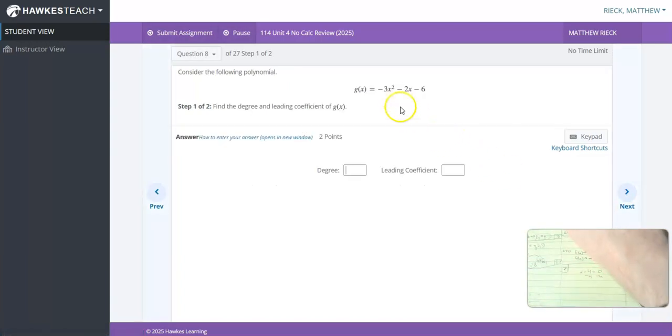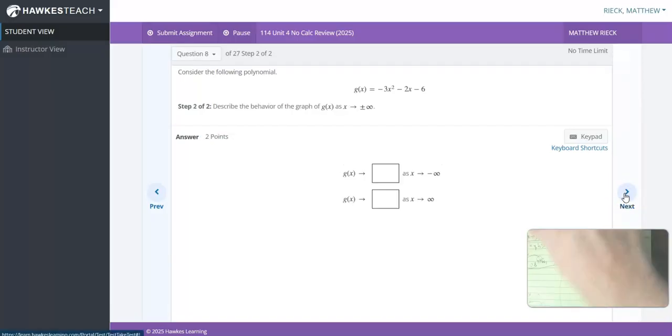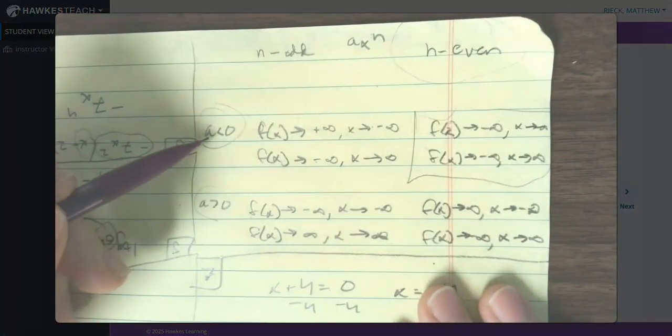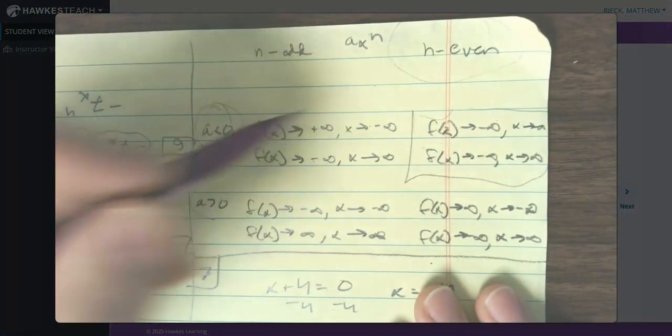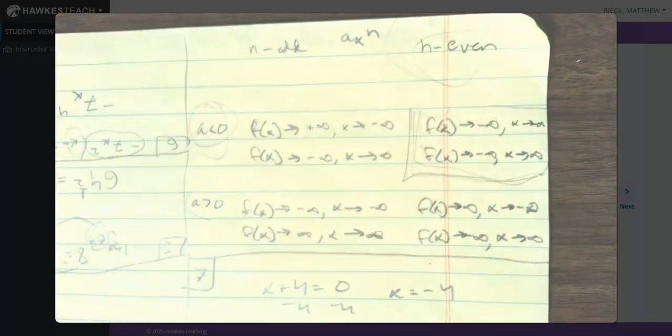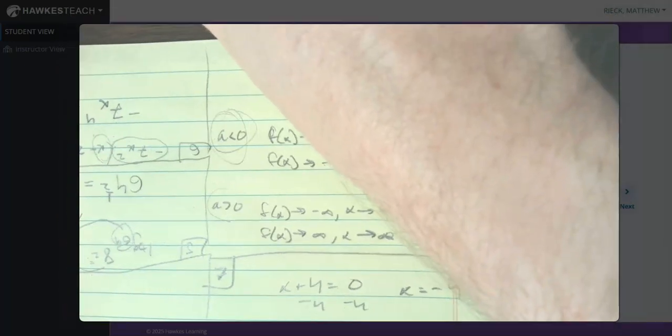Here again, the degree is just the maximum exponent on your variable. In this case, it's degree 2. And the leading coefficient is just the coefficient attached to that maximum exponent, so in this case it's negative 3. We have negative 3x squared, so again our a is less than 0 and our n is even. So it's going to be approaching negative infinity from both directions.